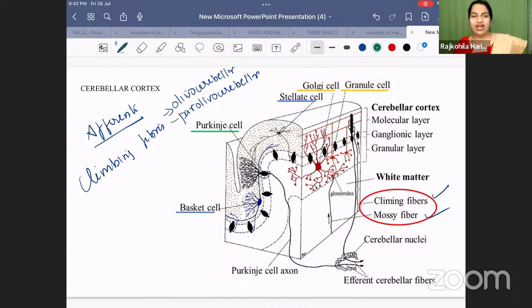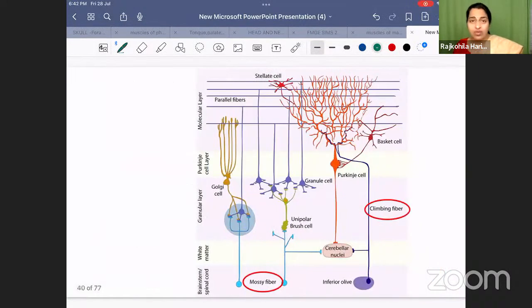All the other afferents to the cerebellum, right? The vestibulocerebellar, spinocerebellar, the pontocerebellar, everything is grouped as mossy fibers. Now, what is the difference between these climbing fibers and mossy fibers? So these climbing fibers, the olivocerebellar fibers, right? They are going to come and synapse with one single Purkinje cell. They make monosynaptic contact with the Purkinje cell.